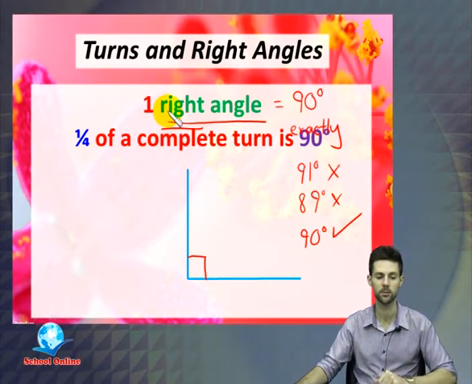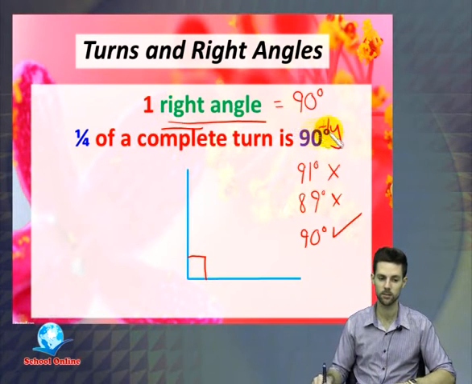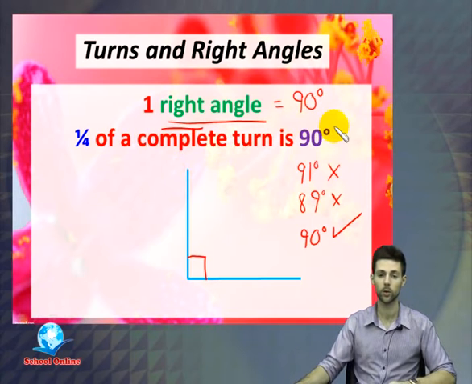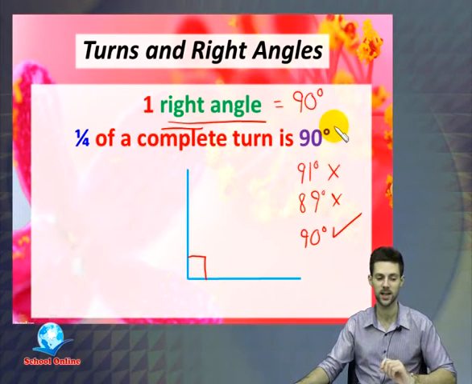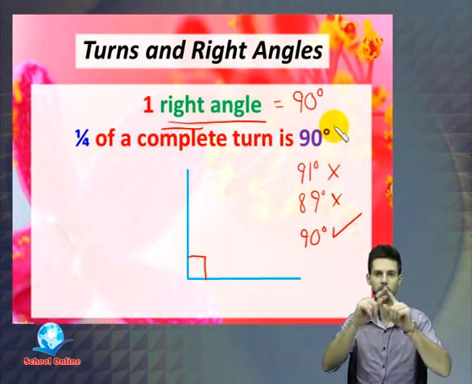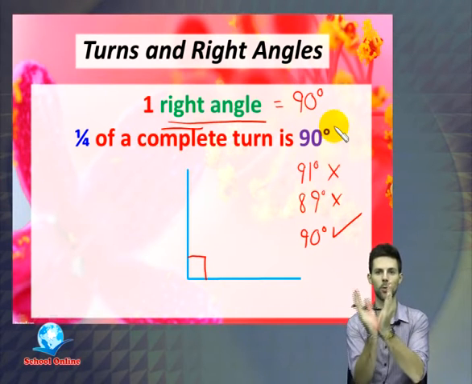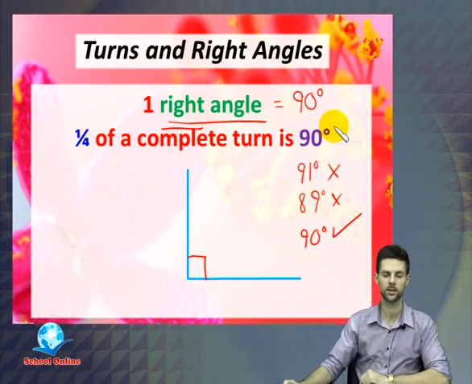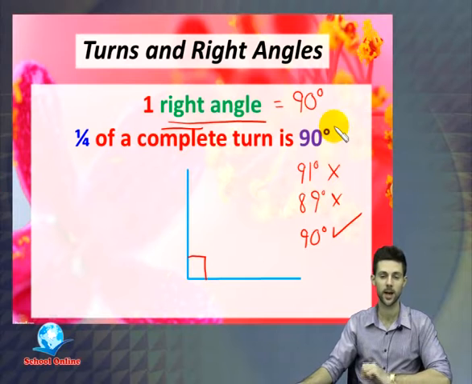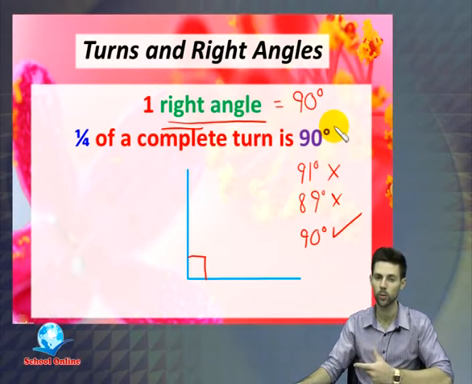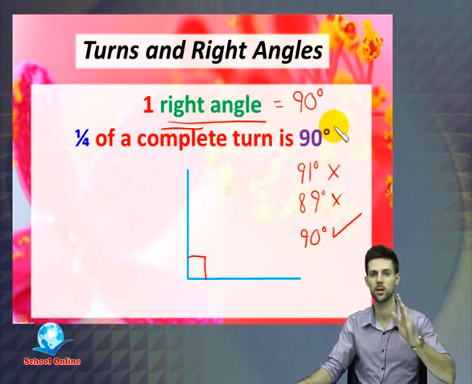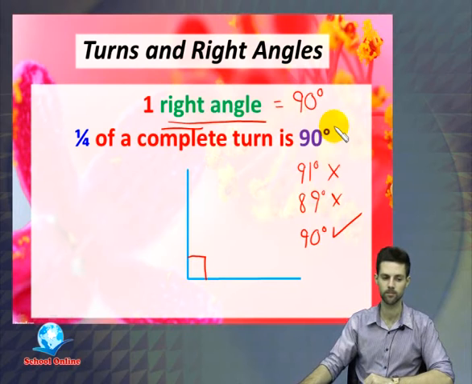1/4 of a complete turn is 90 degrees. If we have a complete turn, thinking of a circle, and we just turn 1/4, that is a right angle, or 90 degrees. So 1/4 of a complete turn is 90 degrees.